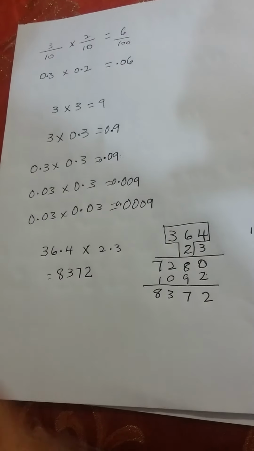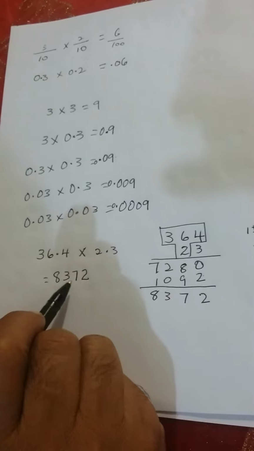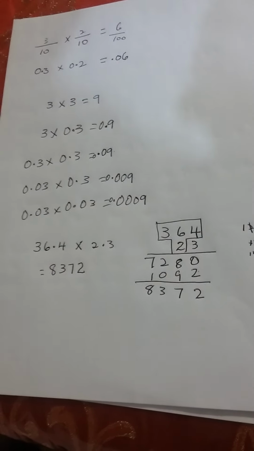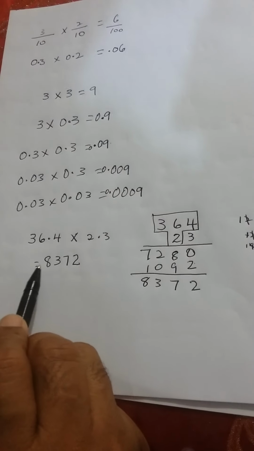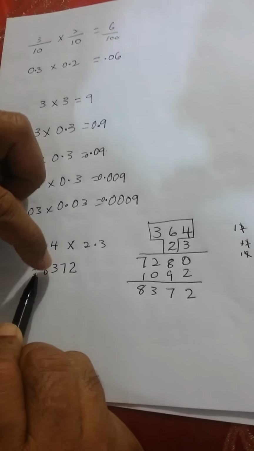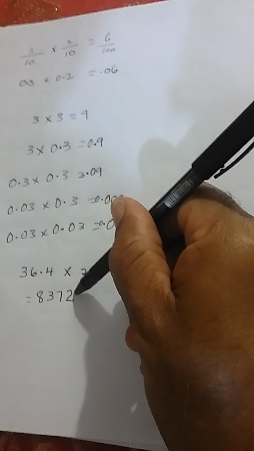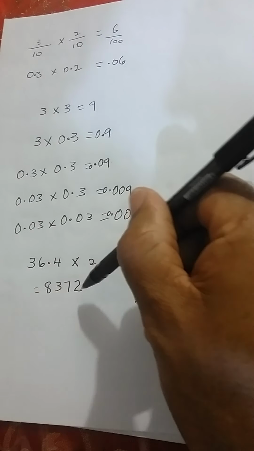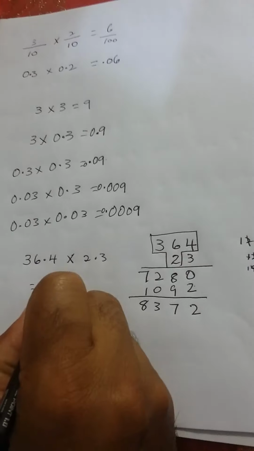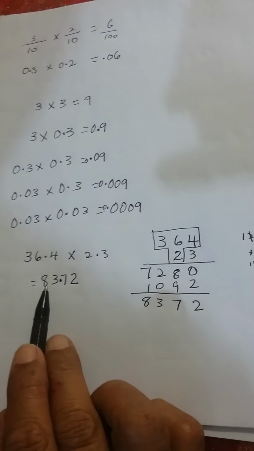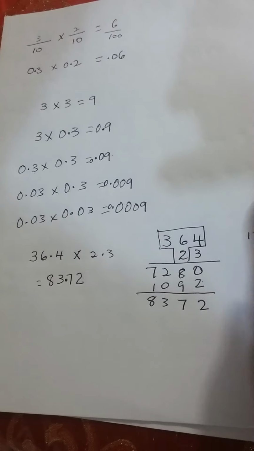So where do you think in my product here can I put the decimal point so I have 2 digits coming? If I put it here, what would happen? I would have 1, 2, 3, 4. If I put it here, I would have no digits coming after it. I need to put it here, so I have 2 digits coming after it. 1, 2. So my answer is 83.72.